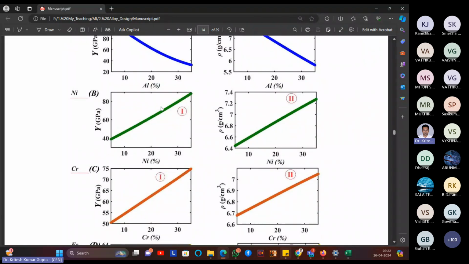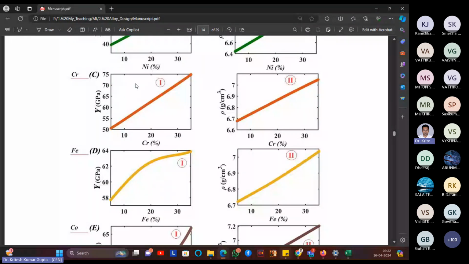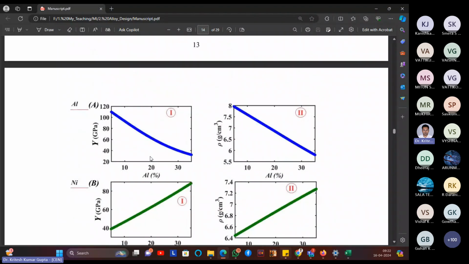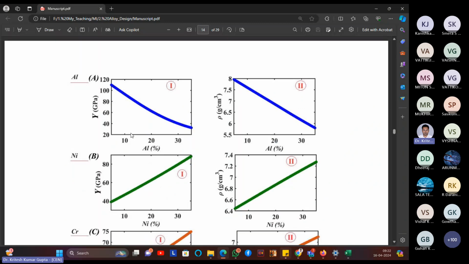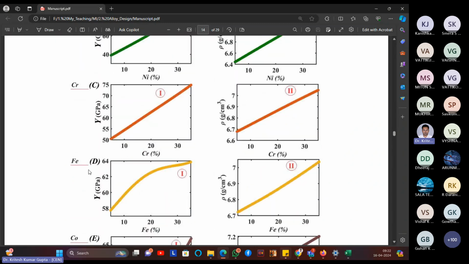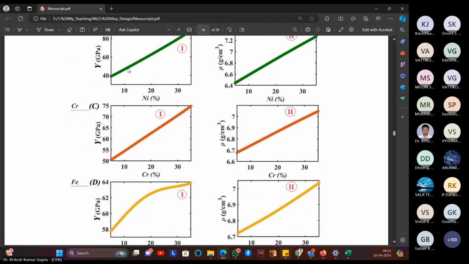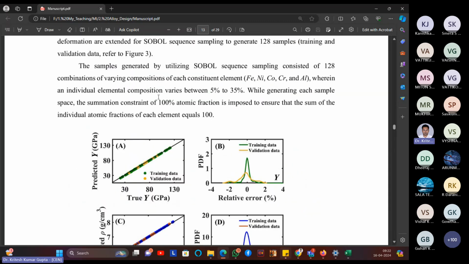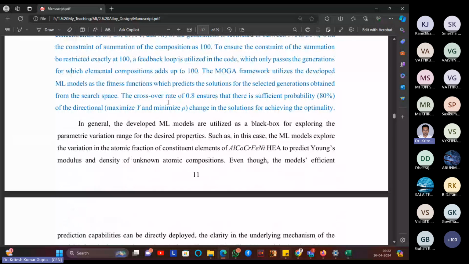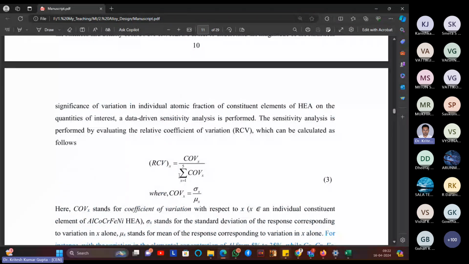The same thing we conducted for nickel: standard deviation of stiffness divided by mean of stiffness gives us the coefficient of variation for nickel. In the same way, we calculated the coefficient of variation for chromium, standard deviation of stiffness divided by mean of stiffness. Like this, we have got 5 coefficients of variation for aluminium, nickel, chromium, ferrous, and cobalt. Then we add those up, and we divide each individual coefficient of variation by that sum. I have shown this here, as you can see.